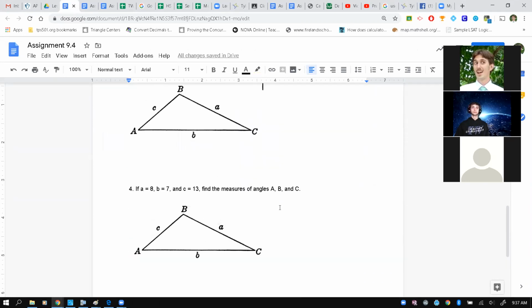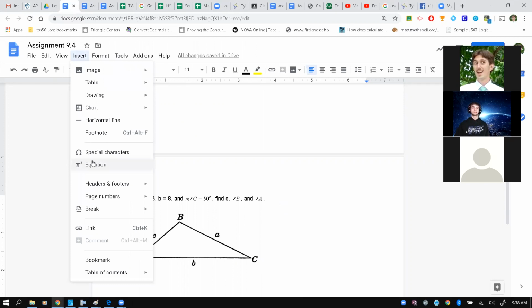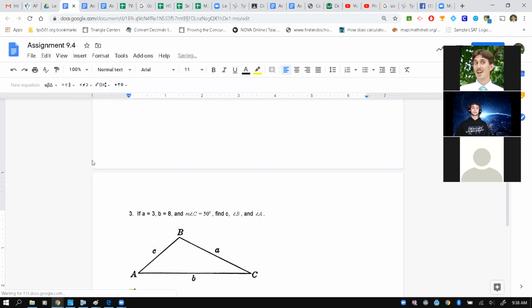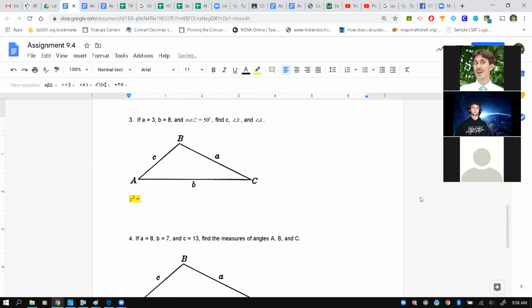Okay, 3. All right. So the first thing I would do for number 3 is find side C. And then we'll use the equation C squared is equal to A squared plus B squared minus 2AB cosine of C. I would use that one because we know what A, B, and angle C are, right? The only thing we're missing then is side C.